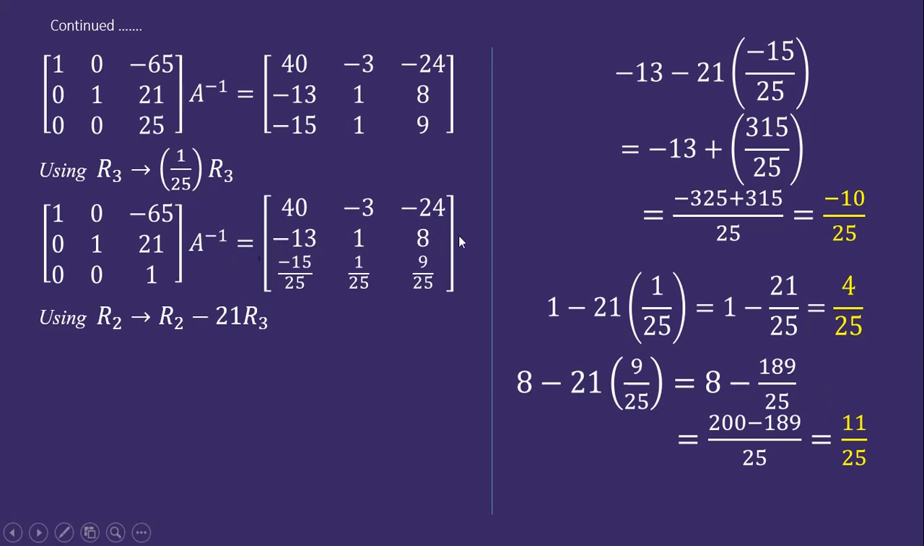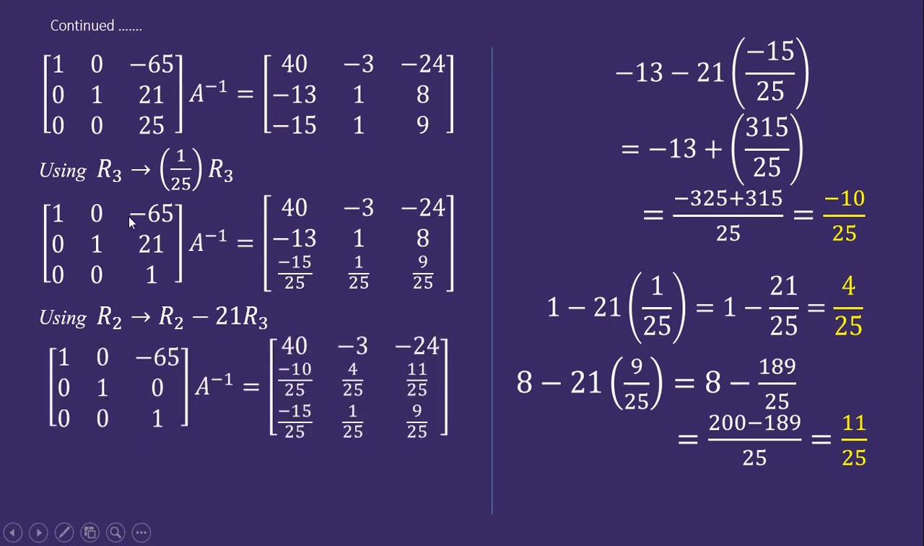So now we write this second row using these elements, this calculation. We get this matrix equation. Here first row as it is, 1 0 minus 65. R2 minus 0 minus 0, 0, 1 minus 0, 1. 21 minus 1 into 21, we get 0. Third row as it is, 0, 0, 1. Now using these calculations, we write this second row. We keep first row as it is, third row as it is.